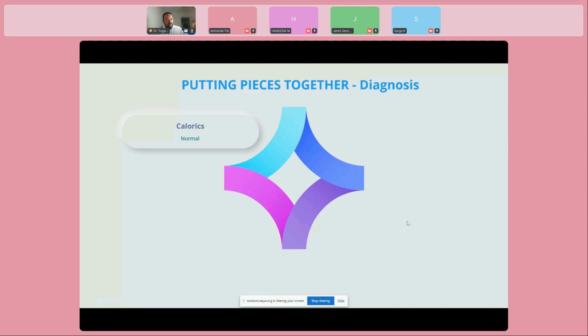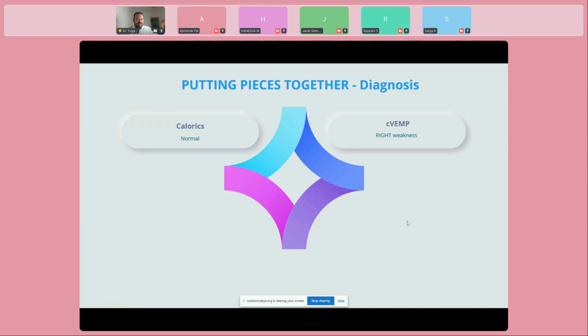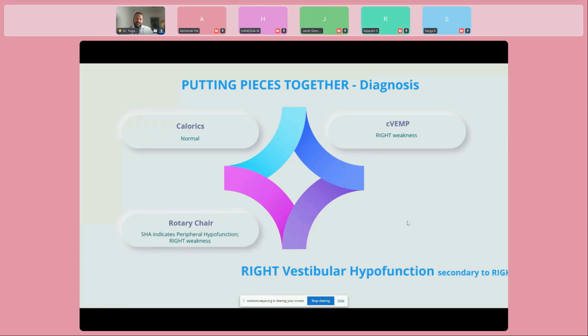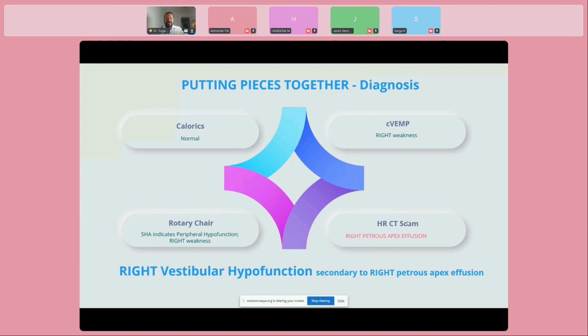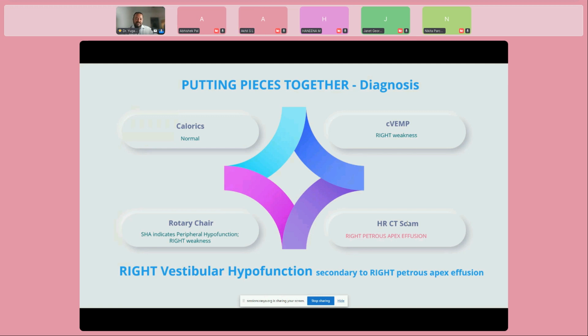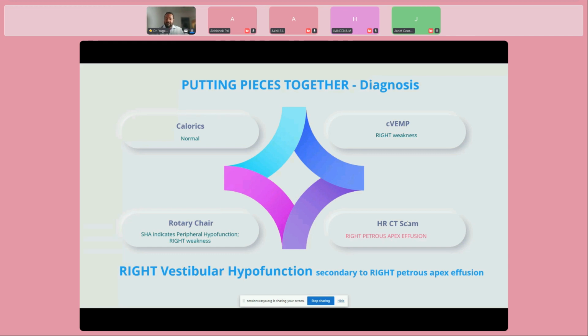So again, only one or a couple of tests is not enough to come up with a diagnosis. You have to look at the overall picture to understand what exactly we are dealing with, right? You can determine based on this whether it is central. If it is central, you have to understand where it could be coming from so that you can help the physician in identifying which particular test you might be requesting. So the appropriate diagnosis after the entire evaluation is right vestibular hypofunction secondary to the right petrous apex effusion.